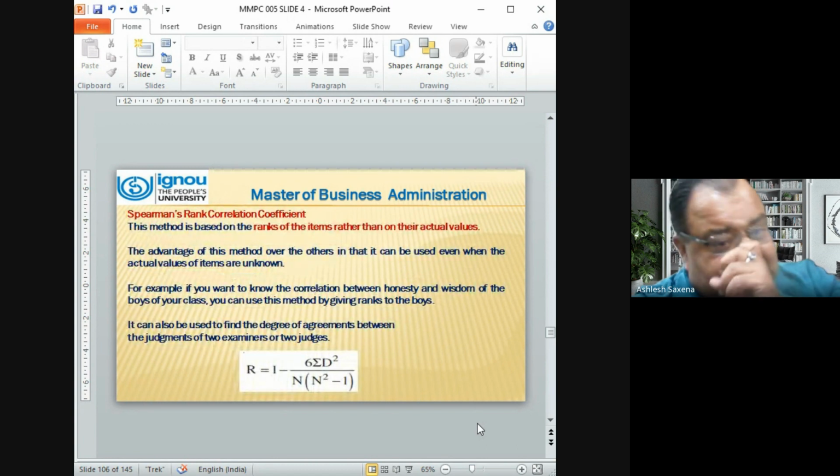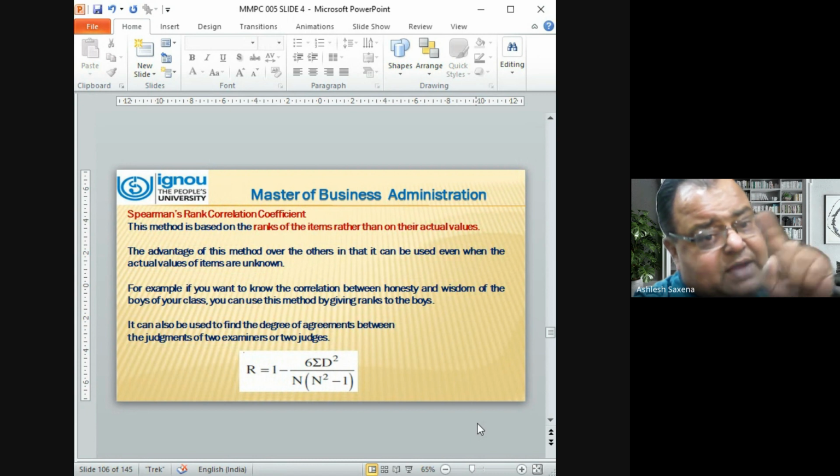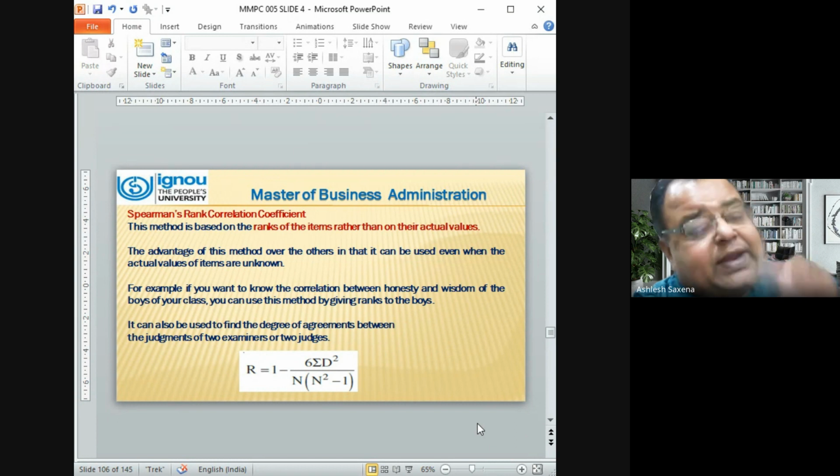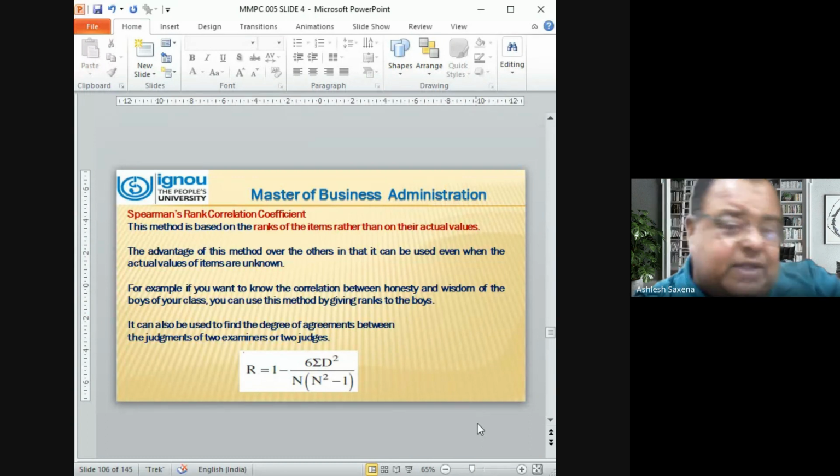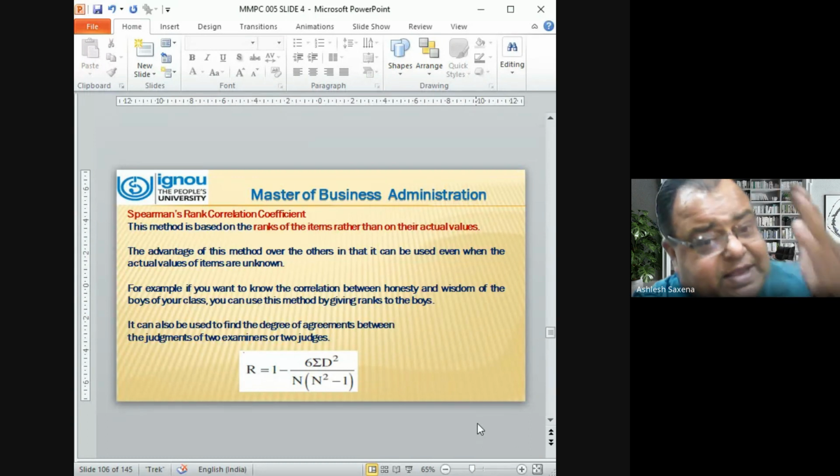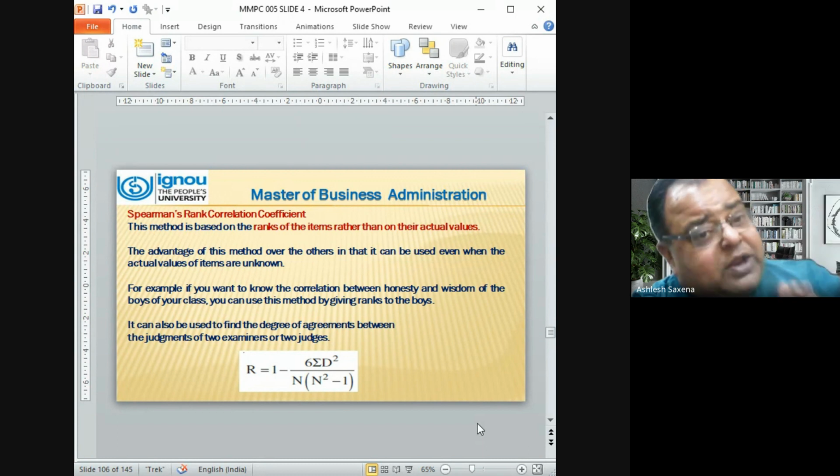Now we move to Spearman's rank correlation coefficient. Here you can see that the word rank is there. That means we will be talking in terms of rank. Again, you have to see in the problem whether the rank is given to you or you have to calculate the rank. I'm repeating, depending upon the nature of the problem given to you, you have to identify whether the rank is given to you in the problem or you have to calculate the rank first.